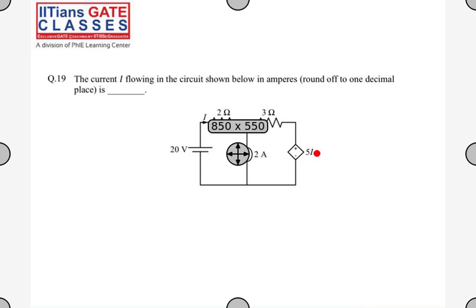I want you to do this. What kind of dependent or controlled source is this? It's a CCVS, a current controlled voltage source. This is a voltage source whose value is dependent on the current flowing through this 2 ohm resistor. So this is a CCVS, current controlled voltage source. Okay, now try to solve this.